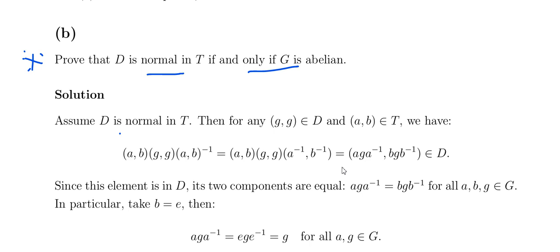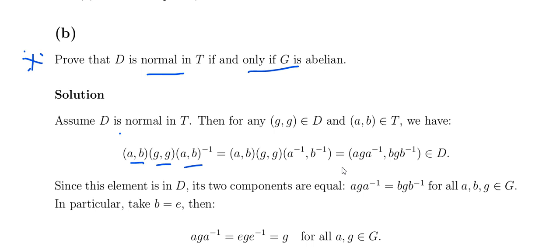Until now we have been using a single element, here there is an ordered pair, that's all the idea. But the structure is the same. So (a, b)(g, g)(a, b) whole inverse we can express as (a inverse, b inverse). When you multiply it, we have already defined the multiplication. So (a g a inverse, b g a inverse) belongs to D. So this element is in D, because of this structure.